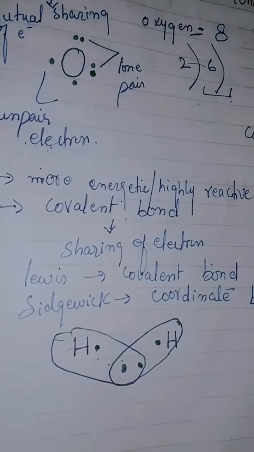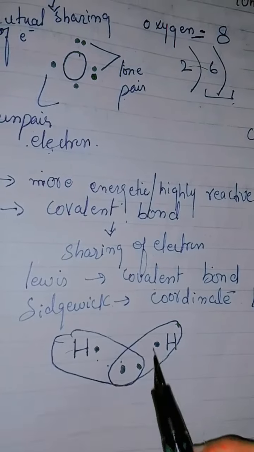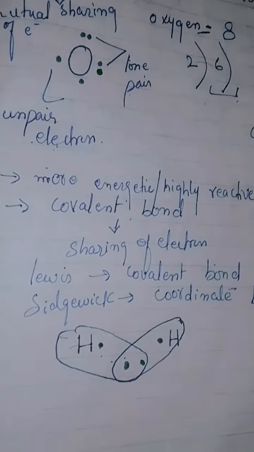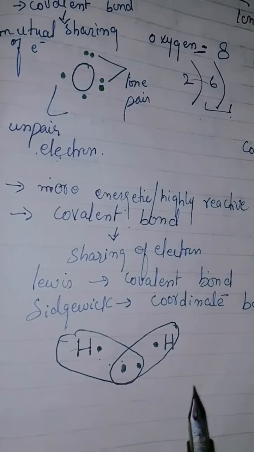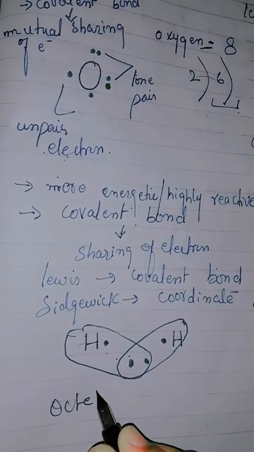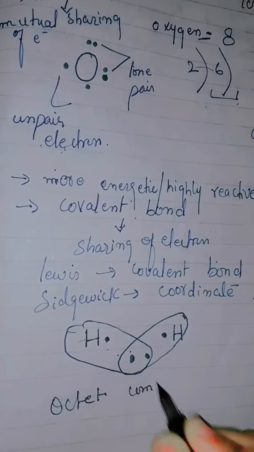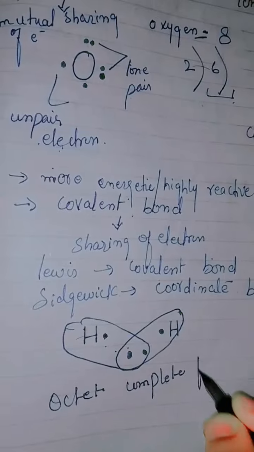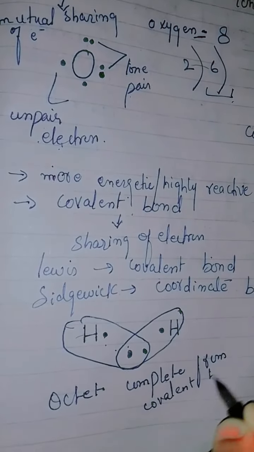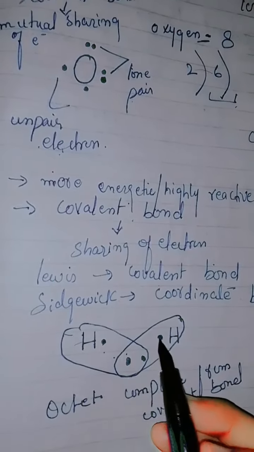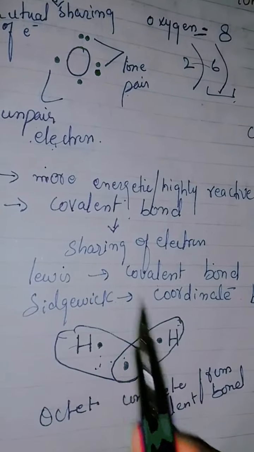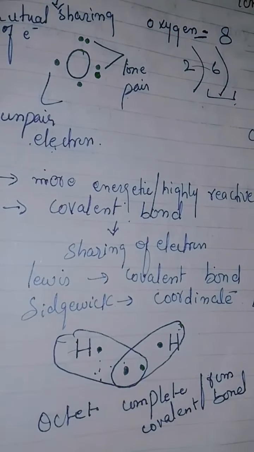So that is the mutual sharing of electrons. The shared pair of electrons will remain in the center, and the octet is completed by the covalent bond. By the covalent bond, we can see there will be a mutual sharing of electrons in the hydrogen atoms. So that is an example of unpaired electrons.